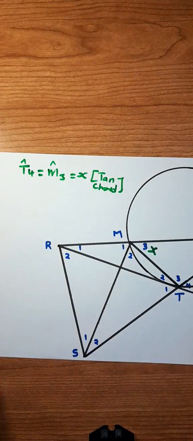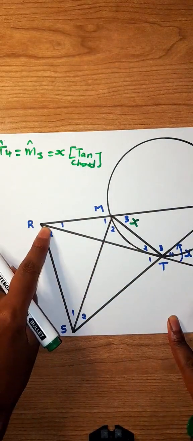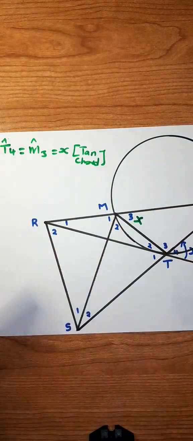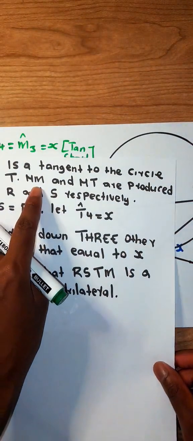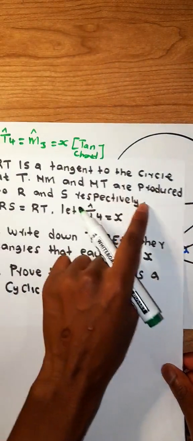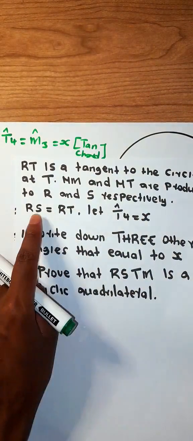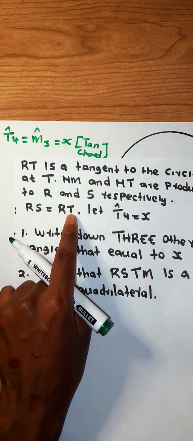And now, what do we know about tangents again? Well, there's nothing else that we are going to get out of these questions regarding the tangents. Now, let's go on to the next statement. The next statement says NM and NT are produced to R and S respectively, and they say RS equals RT. Let's look at this.